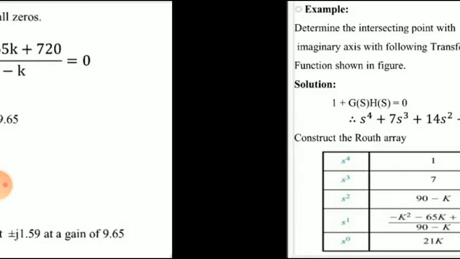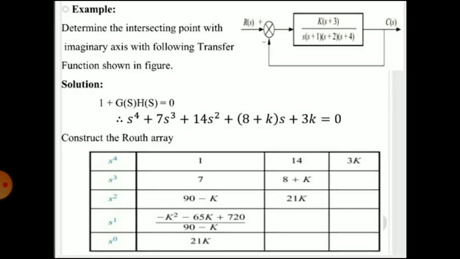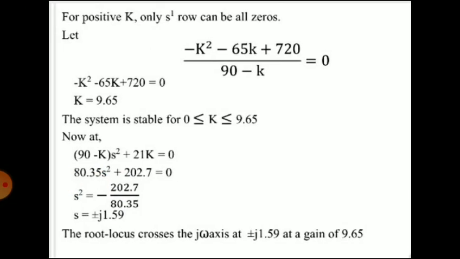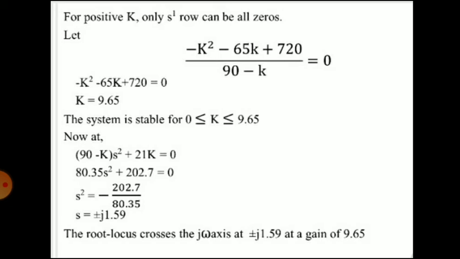Now differentiate the previous row, that is (90 minus k) s square plus 21k is equal to 0. You will get the intersection point on the imaginary axis. So s equal to plus or minus j 1.59. So the root locus crosses the imaginary axis at plus or minus j 1.59 at a gain of 9.65. That is the meaning of this rule.